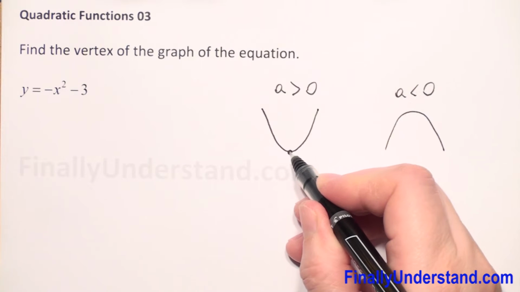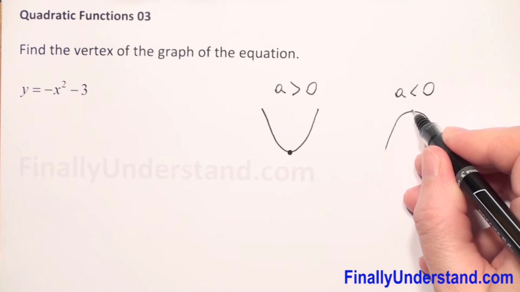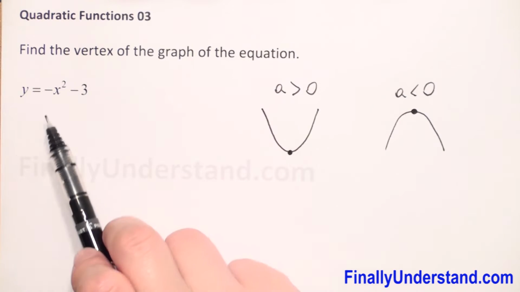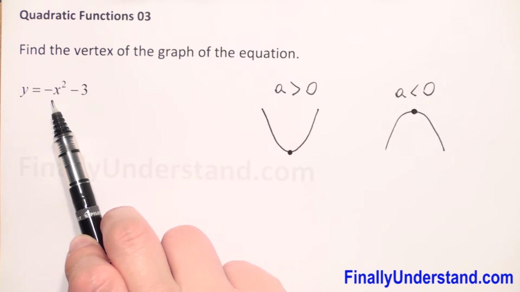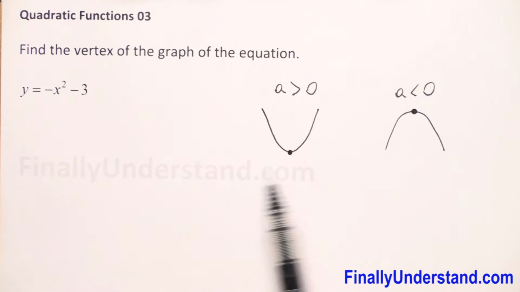And we need to find the vertex. This is the vertex for a greater than 0 and for a less than 0. This is our vertex. In this example, the coefficient before x squared is negative. It means that our parabola opens down. One more time, how do I know this?